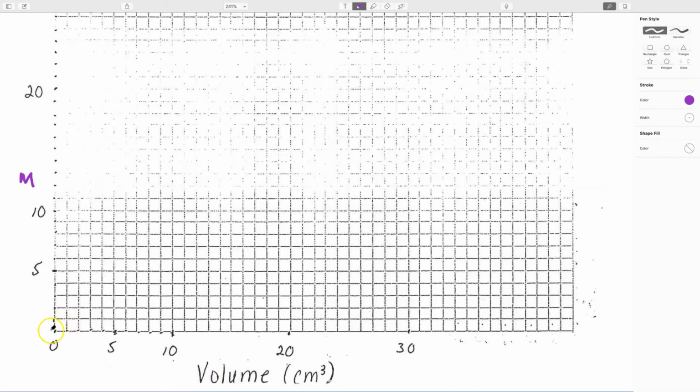The first plotted point was supposed to be 2 for mass and 4. So if I go from 2 for mass and up from 4, here's my first dot. You can connect in from 0 for this, right?